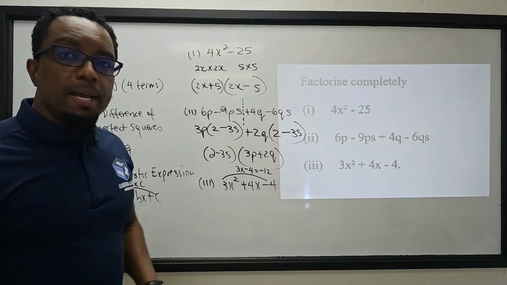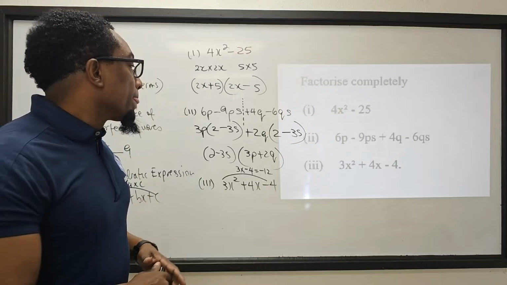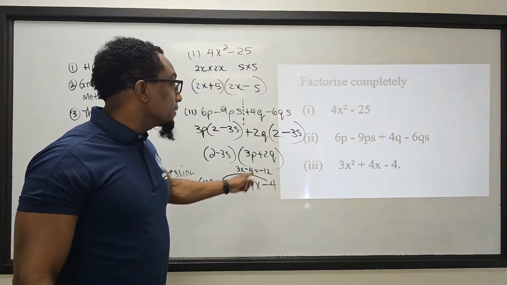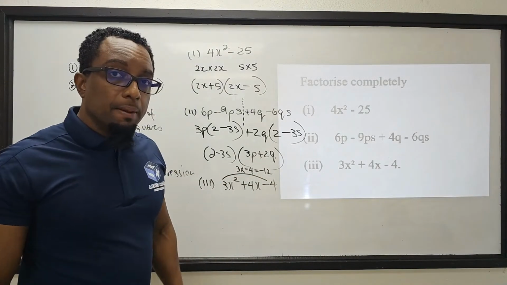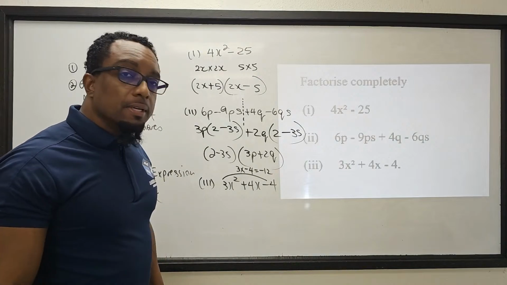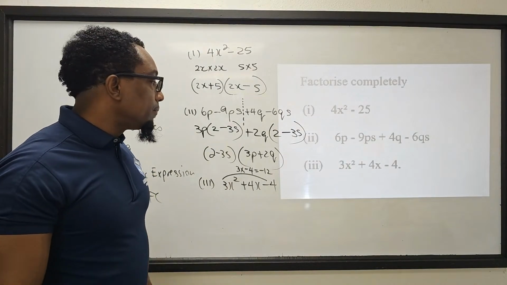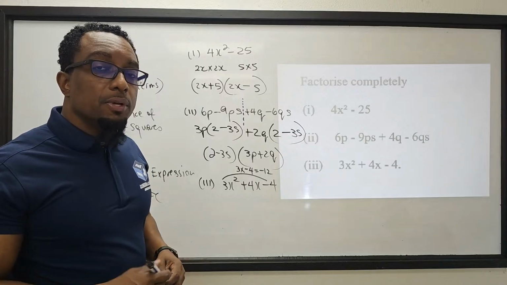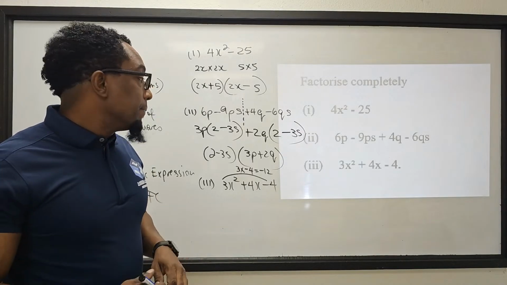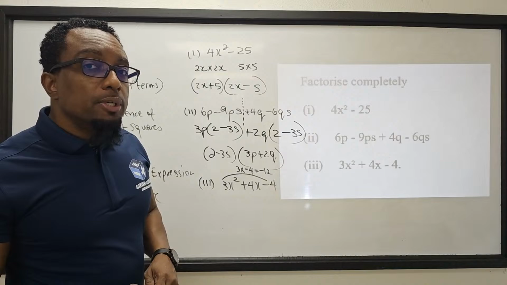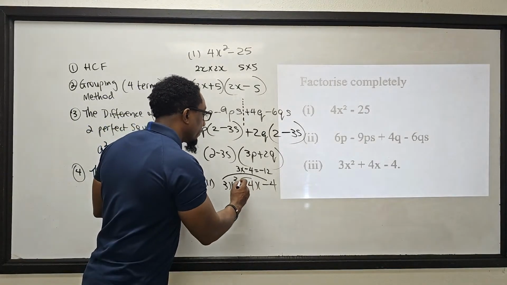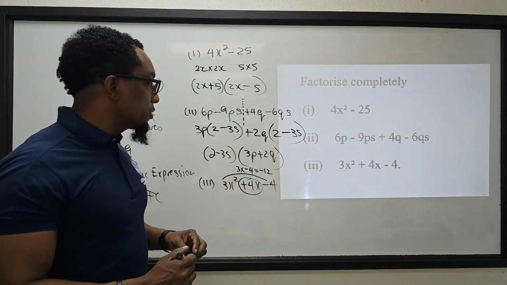So 3 multiplied by negative 4 is negative 12. Then I want 2 factors of negative 12, a very important part. When you multiply those 2 factors, you're going to get negative 12. But when you add them or subtract them, it can help you to get your middle term, plus 4x.